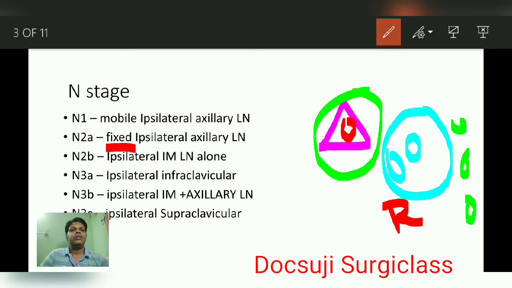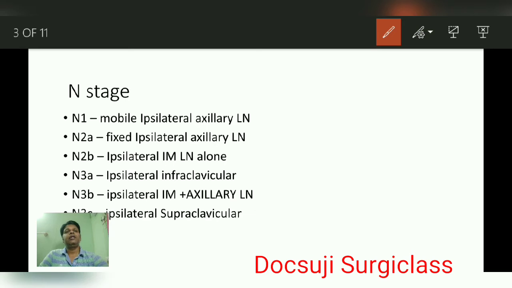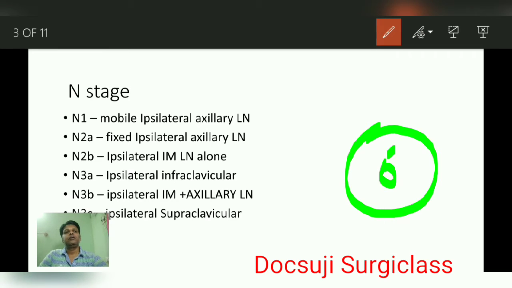Okay, N2B is only internal mammary lymph node alone, that is called as N2B. Next comes the N3. So in N3 you got three stages.